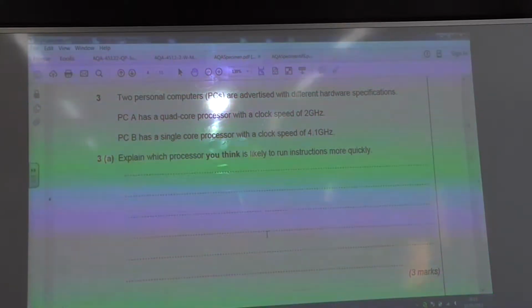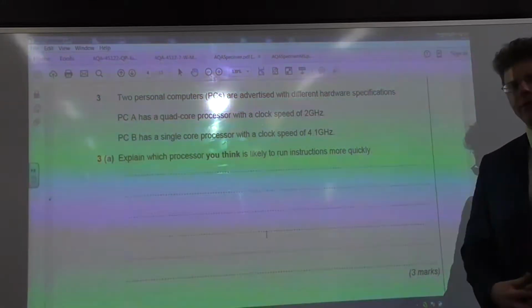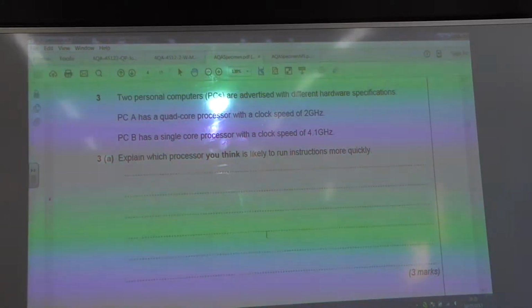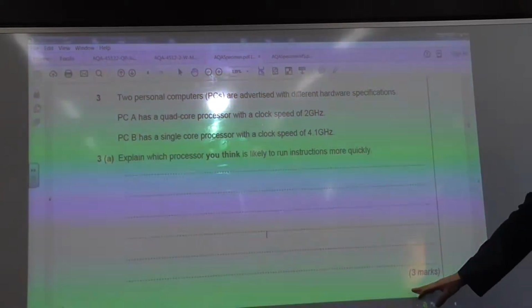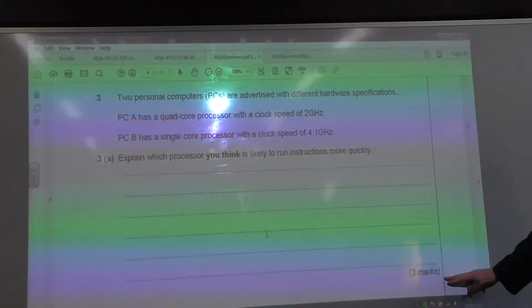We did not do well on this question as a group, and we hardly ever do. 2 personal computers are advertised with different hardware specifications. PCA has a quad-core processor with a clock speed of 2 GHz. PCB has a single-core processor with a clock speed of 4.1 GHz. Which processor do you think is likely to run instructions more quickly? This is a 3 marker. I don't think anybody got any more than 2.